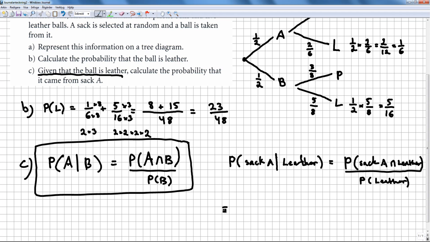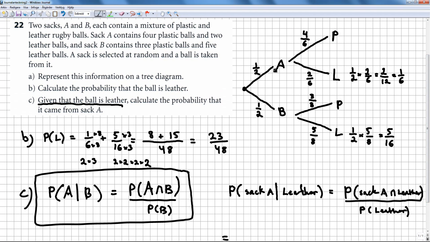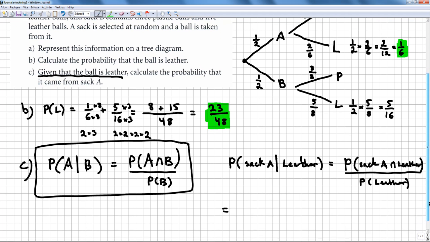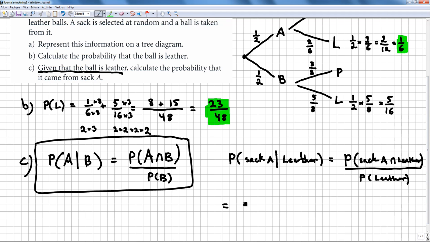Okay, let's continue down here. What's the probability that it came from sack A and it was a leather? Well, it's this branch, right? So probability that we chose A and then took a leather ball, it's this. So 1 over 6. And then what is the probability that it is a leather ball? Well, that's what we found out here. So we just have to use these two probabilities. P of sack A and leather is 1 over 6 divided by P of leather, and it's 23 over 48.